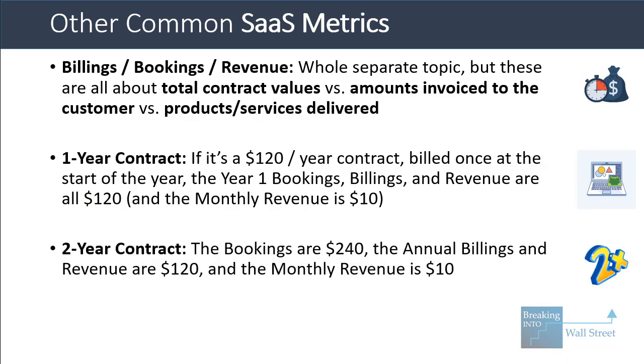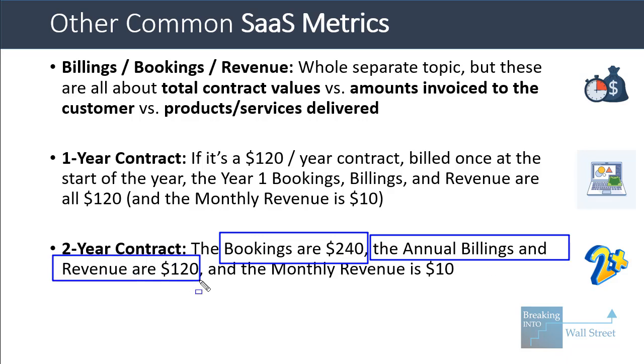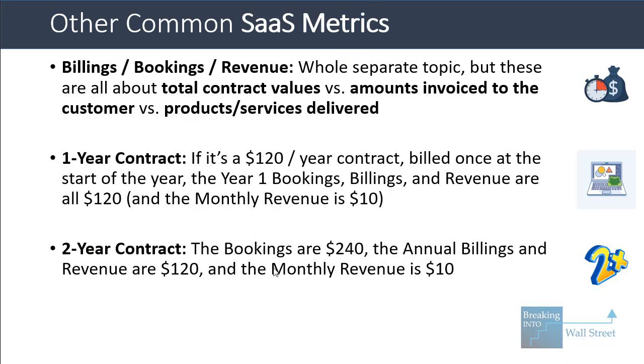Now, if this company switches to 2-year contracts, then the bookings when the contract is initially signed would be $240, because that's the total contract value over those 2 years, 2 times $120. The annual billings and revenue here are $120 each year, and you have that for 2 years. And then the monthly revenue is $10. $10 over 12 months is $120. And then if you extend it over 24 months, that's $240. So that's the basic difference between all these.